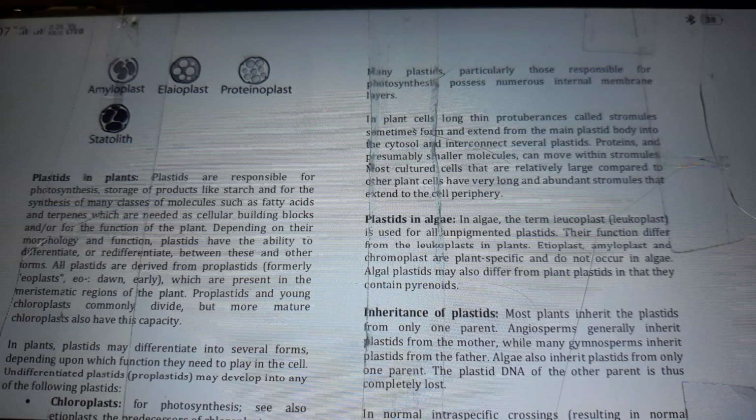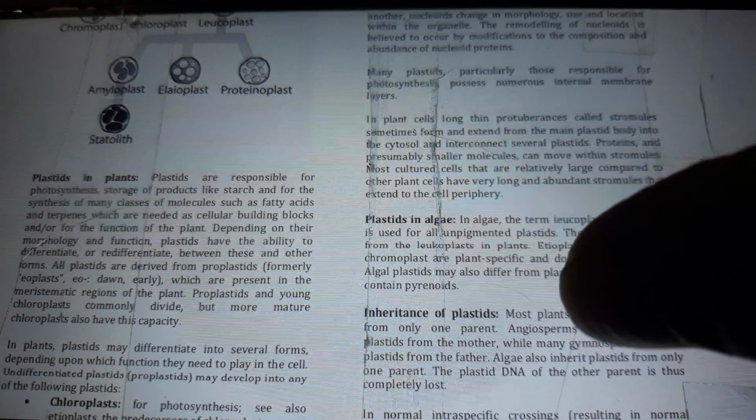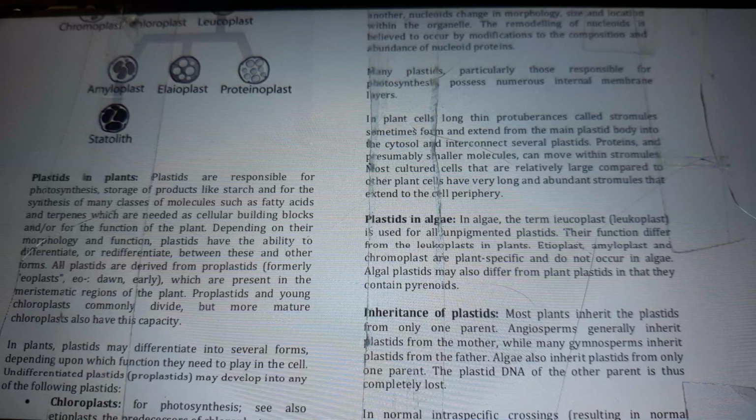Many plastids, particularly those responsible for photosynthesis, possess numerous internal membrane layers. In plant cells, long thin protuberances called stromules sometimes form and extend from the main plastid body into the cytosol and interconnect several plastids. Proteins and presumably smaller molecules can move within stromules. Most cultured cells that are relatively large compared to other plant cells have very long and abundant stromules that extend to the cell periphery.